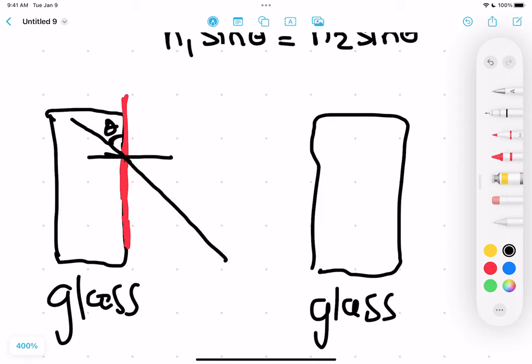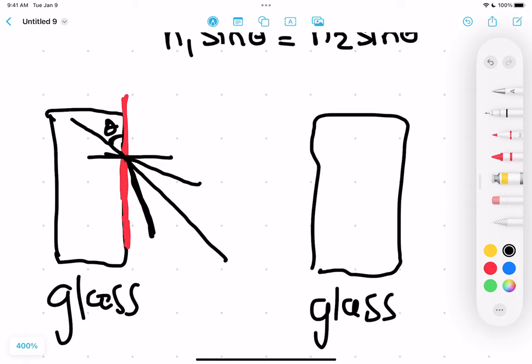Now, moving towards the normal line would look like this, right? So you're getting closer to that red line. And then moving away from the normal would look like that, where you're moving away clearly from the red line. So the way I finally remembered it, and the way you should go about this, is to draw the rest of that line as if it was all glass, right?